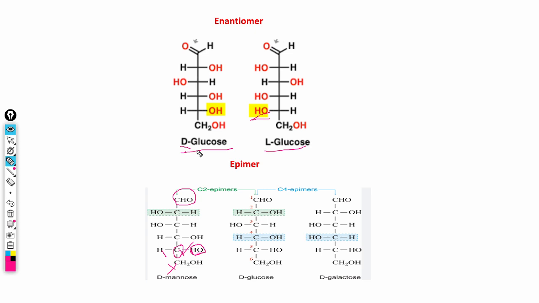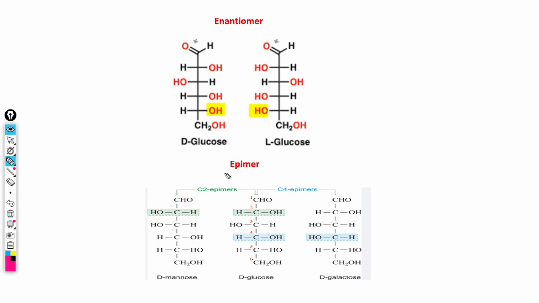Now in this D-glucose, because the chiral carbon is this and here the OH group is attached to the right side, that's why it is called the dextro. If it is present at the left side, it is called the levo. That's why in D-mannose, D-glucose, D-galactose, because in all these structures the OH group is attached to the right side, this is called the enantiomer.